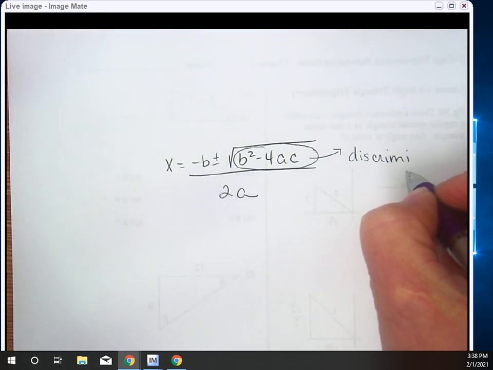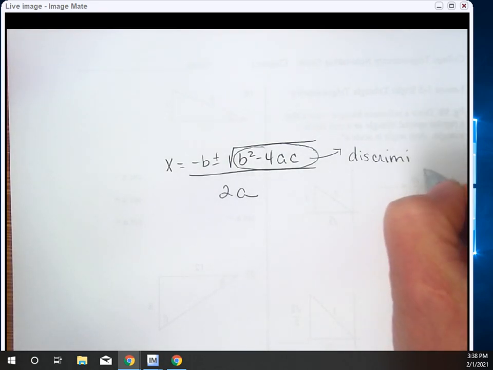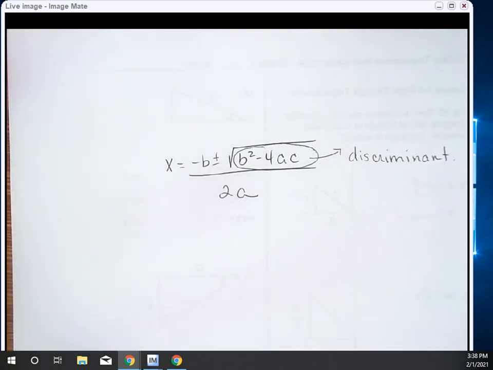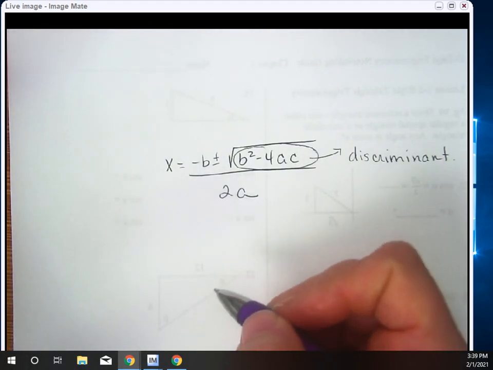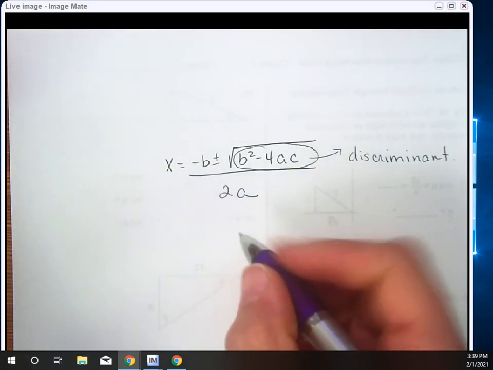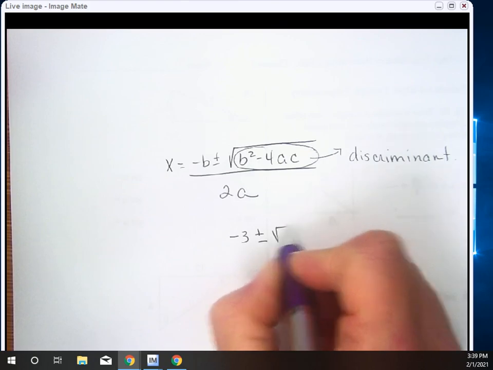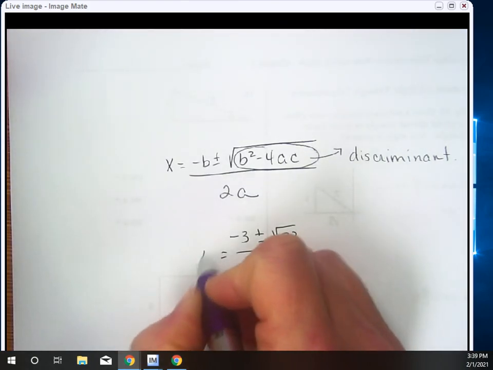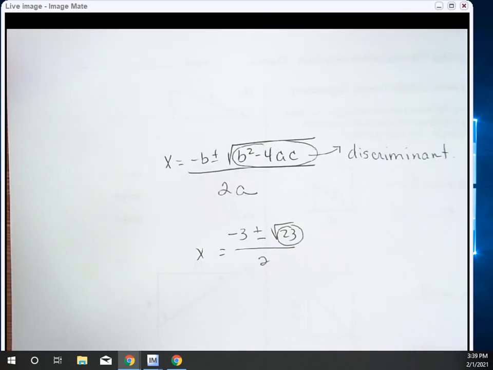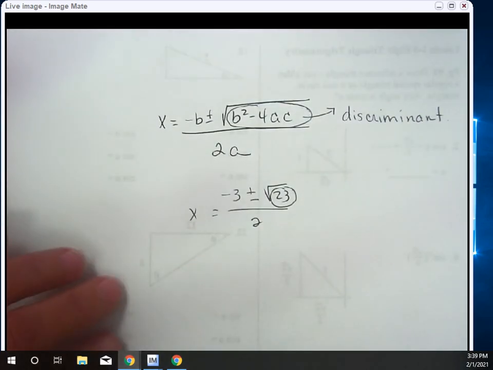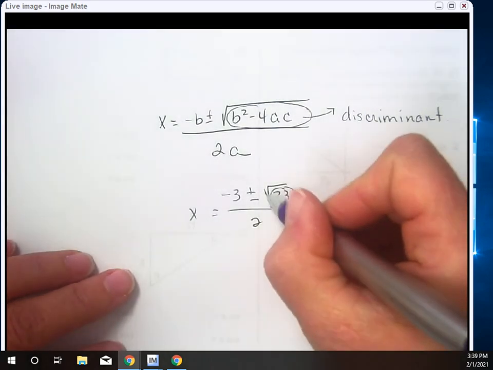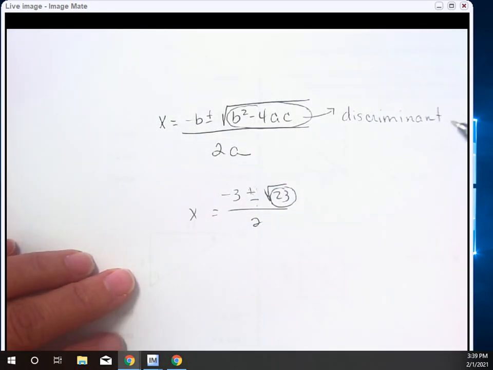And the discriminant is going to tell us how many and what kind of answers you're going to have. As you have gone through, you've probably worked several different problems using the quadratic formula before, and say when you're working through that problem, you get an answer of negative 3 plus or minus the square root of 23 over 2, for instance. This 23 is a real number, and when you take the square root, this plus or minus tells you that there are two answers.